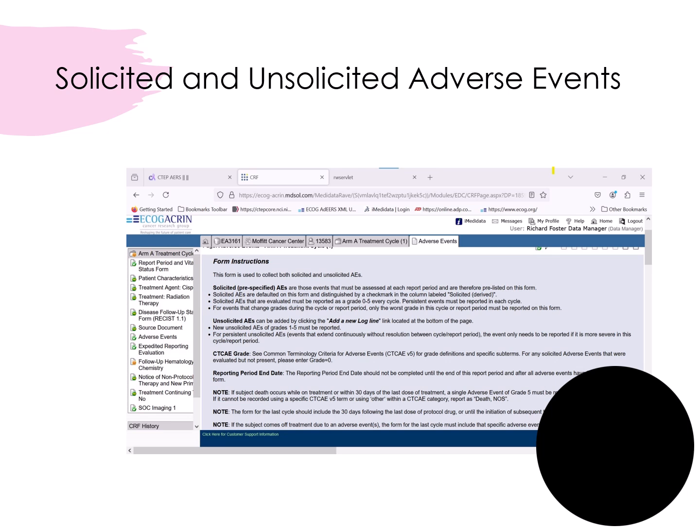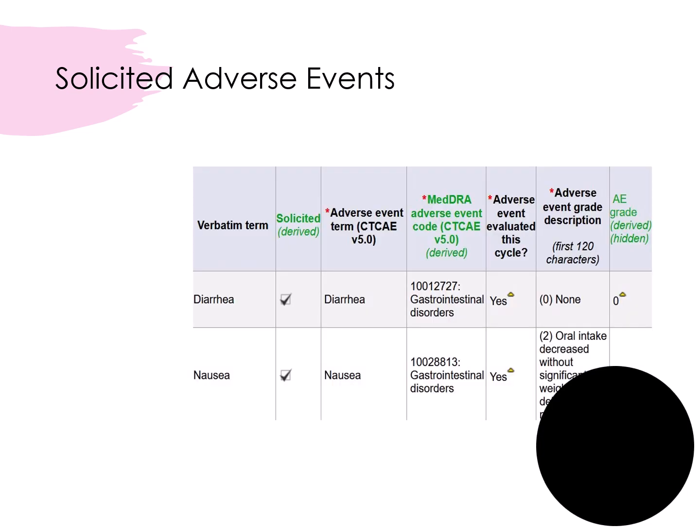Definitions for solicited and unsolicited adverse events appear in the form instructions section of the adverse event form in RAVE. Solicited or pre-specified adverse events are those events that must be assessed at each report period and are therefore pre-listed on this form. Solicited AEs are defaulted on this form and distinguished by a check mark in the column labeled solicited or derived. Solicited AEs that are evaluated must be reported as grades 0 to 5 every cycle.